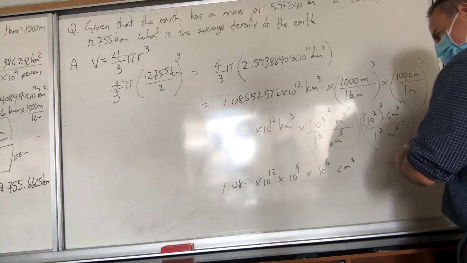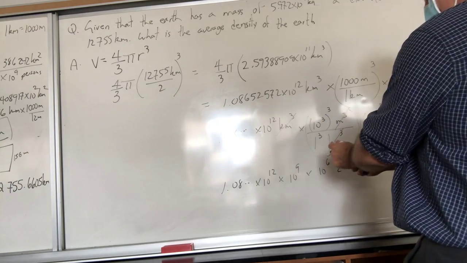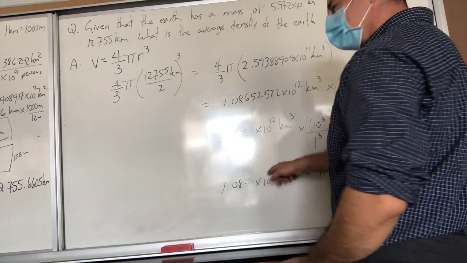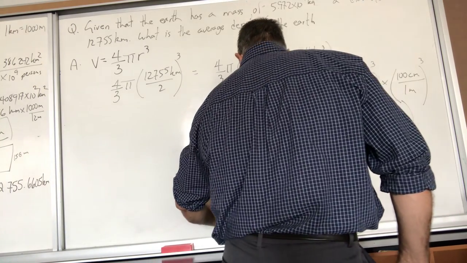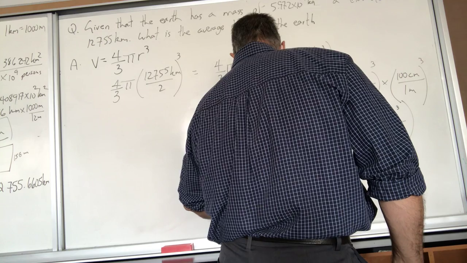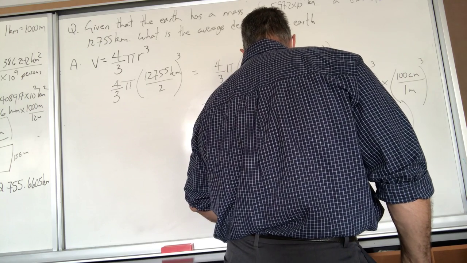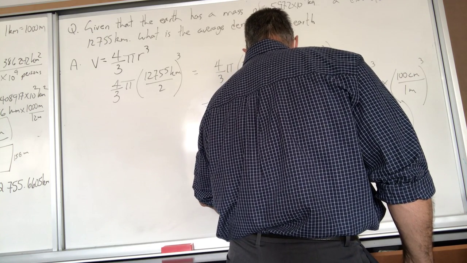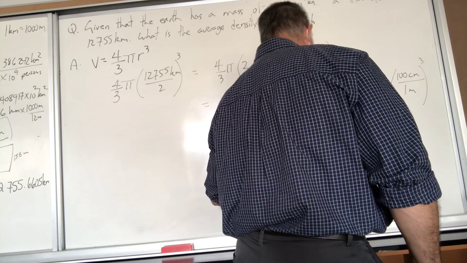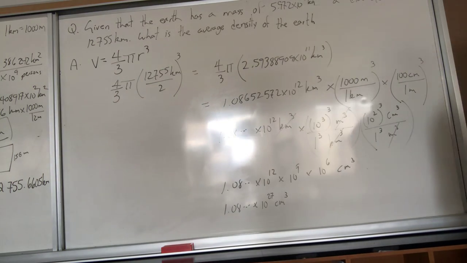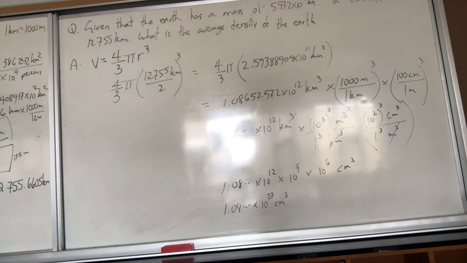So let's rewrite this now. Add up all the powers. 9 plus 6 is 15, 15 plus 12 is 27. So you get 1.08, et cetera, times 10 to the 27 centimeters cubed. That's the volume of the Earth in centimeters cubed. Imagine that. You can't do that in your calculator. You can't enter the numbers. They won't fit in the readout. You'd have to use exponential notation to do it.